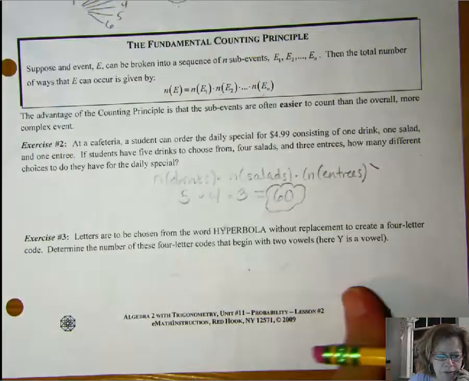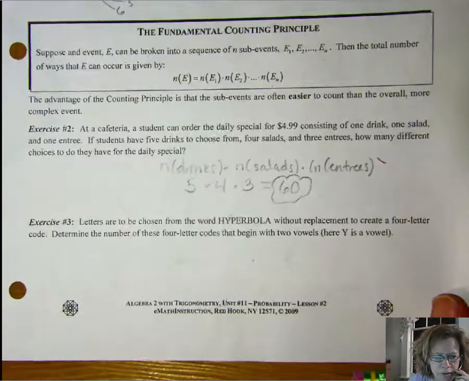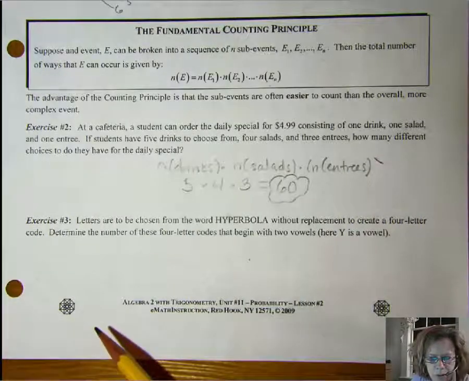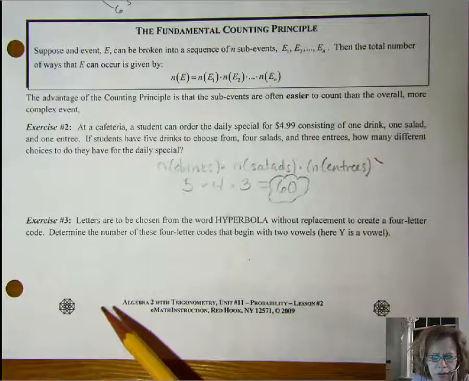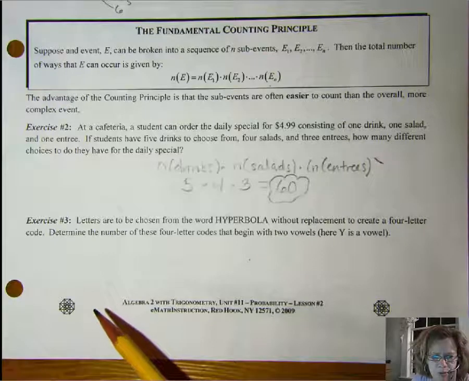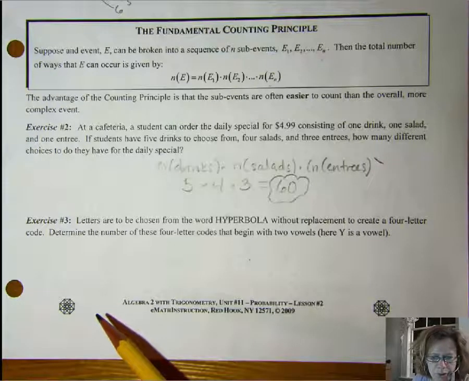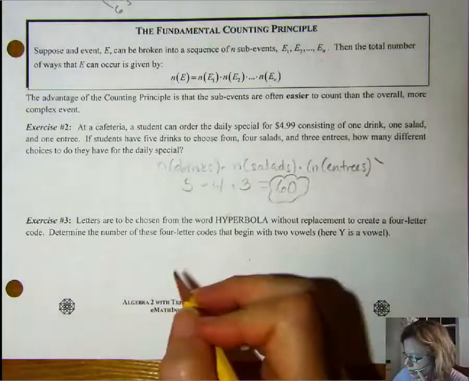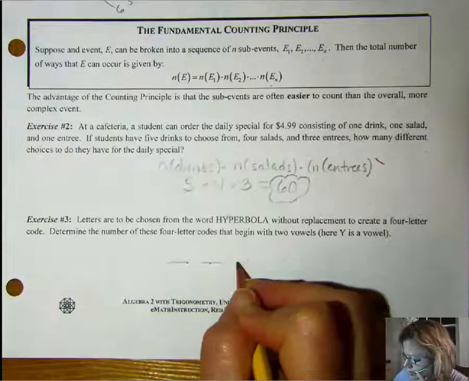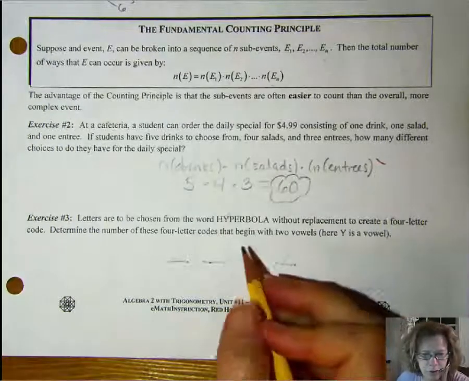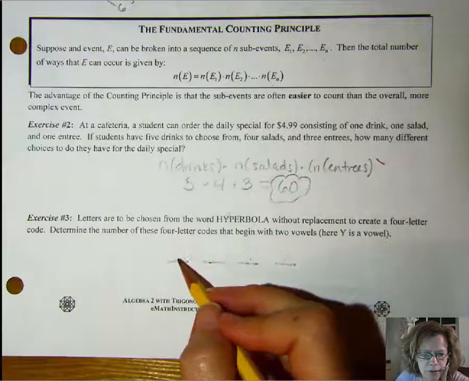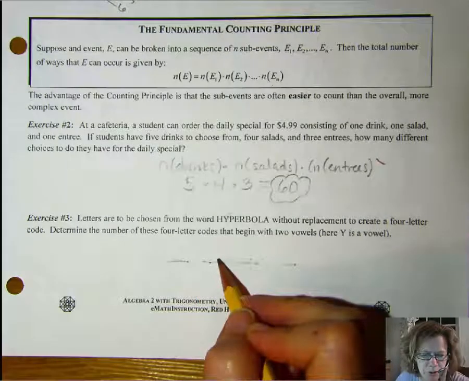Exercise 3. For exercise 3, we have letters that are to be chosen from the word hyperbola without replacement to create a 4-letter code. Determine the number of these 4-letter codes that begin with 2 vowels, and here Y is considered a vowel. I like to draw a little picture, so I'm going to draw out 4 places to be filled with letters, my code. And the first 2 parts of the code have to be vowels.